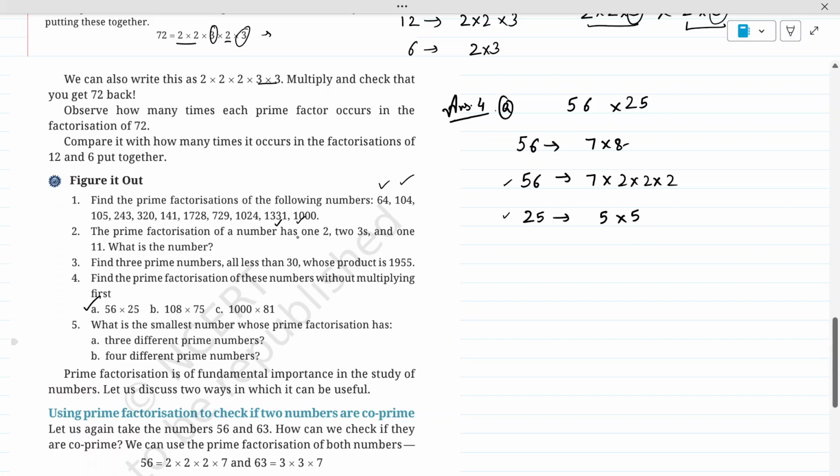Okay? Now, the B and C parts are very easy, kids. You have to pick this yourself. This is homework for you.